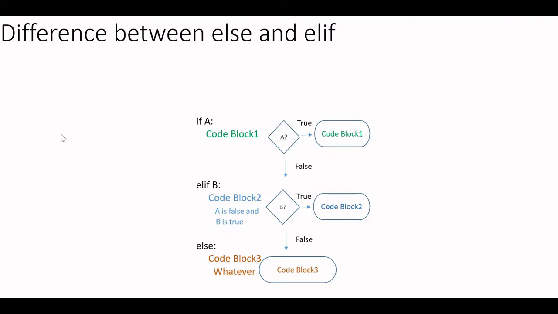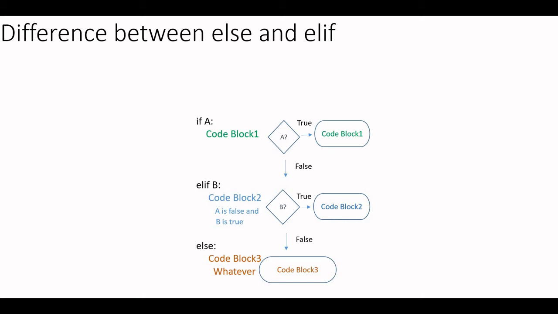This diagram explains the basic difference between else and elif. Now there are three code blocks you can see. Code block 1 is executed if condition A is true. Now what happens if condition A is false? Then there is one more check. Code block 2 is executed if A is false and B is true. If you don't use elif, then directly if A is false, the else condition is executed, code block 3.